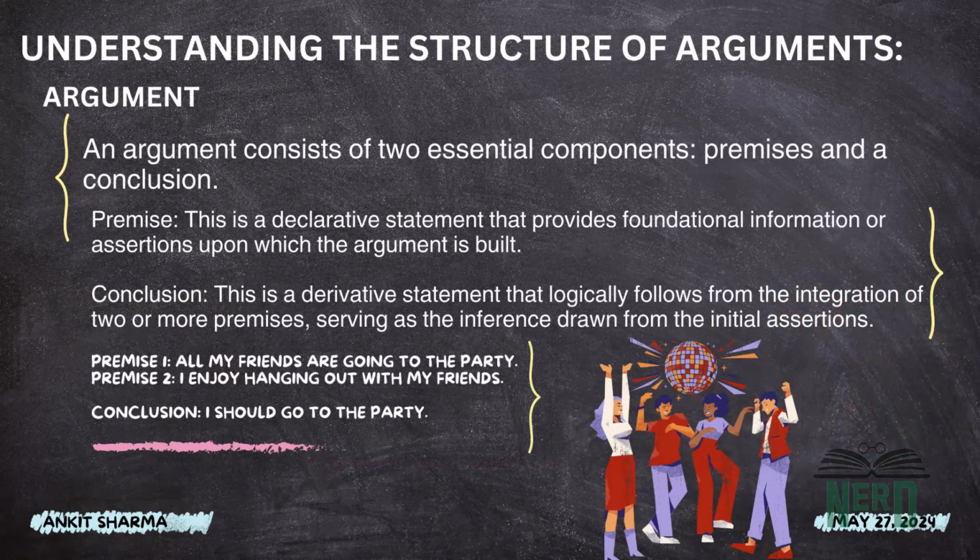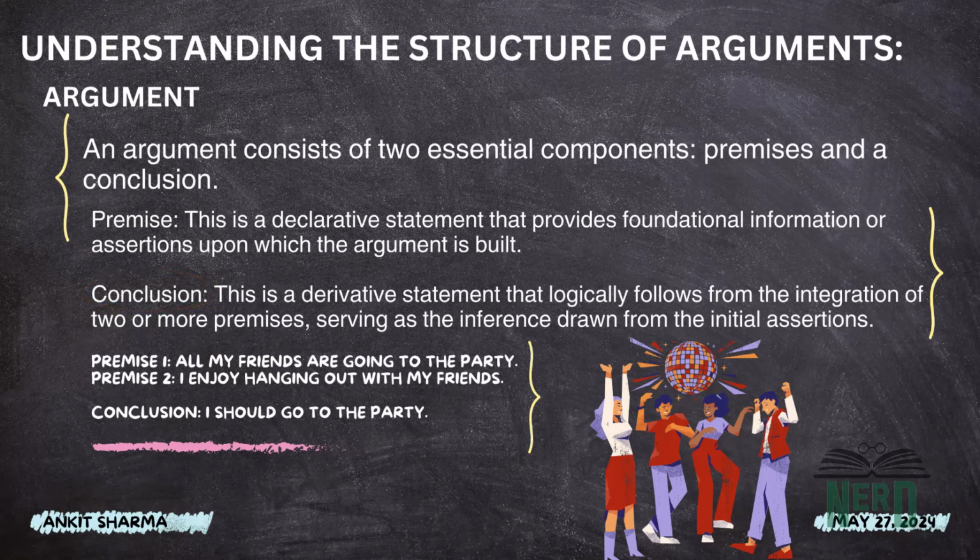Understanding the structure of arguments. Let's discuss what makes up an argument. An argument consists of two essential components, premises and a conclusion. Premise. This is a declarative statement that provides foundational information or assertions upon which the argument is built. Conclusion. This is a derivative statement that logically follows from the integration of two or more premises, serving as the inference drawn from the initial assertions.